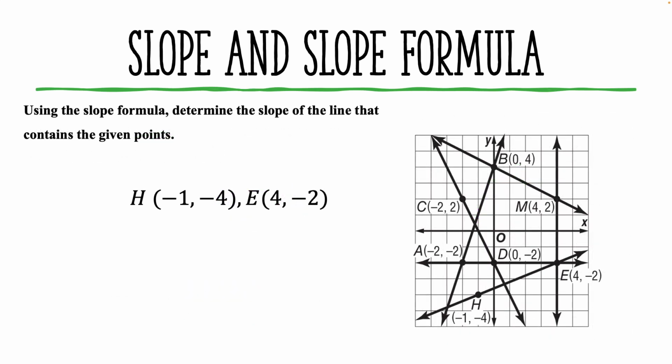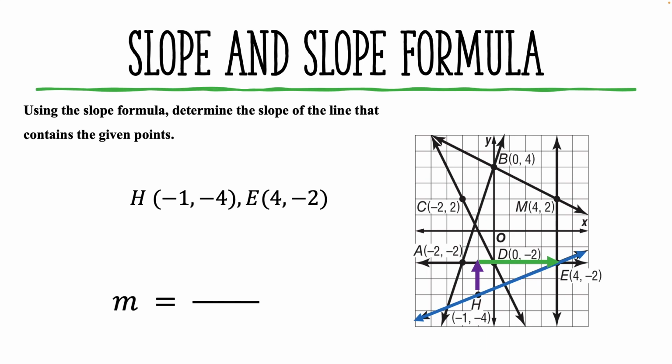So let's try another one just using the slope formula. We're going to find the slope down here between H and E. First, let's just count rise over run and see what we should be getting. So it looks like we're going up 2, over 1, 2, 3, 4, 5. So when we do the slope formula, we should be getting 2 over 5. So let's see what happens.